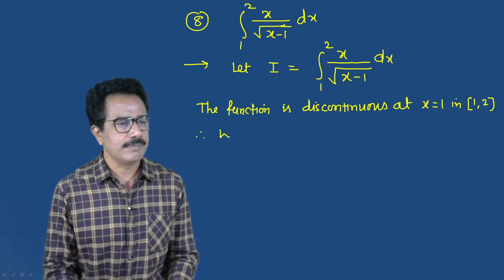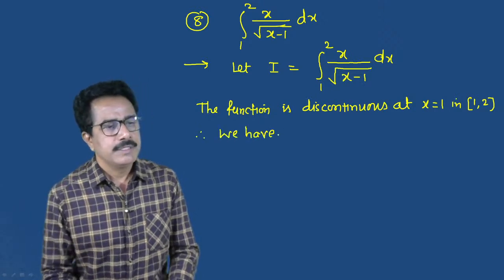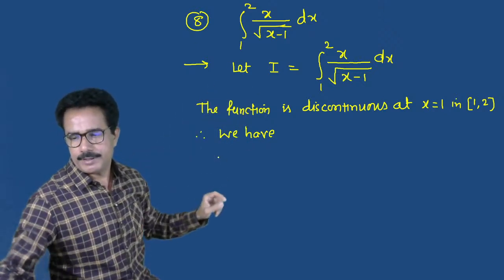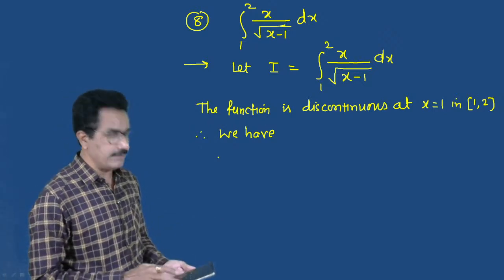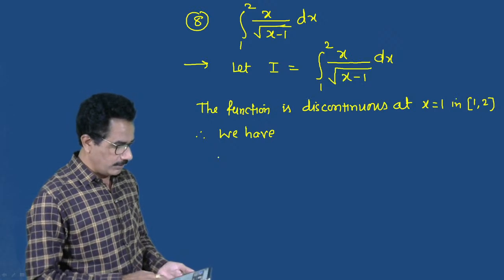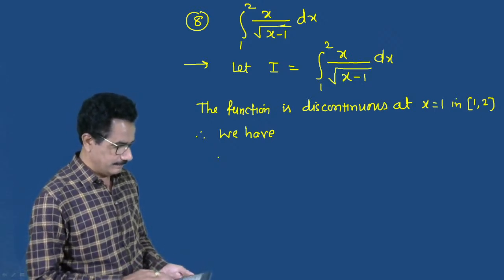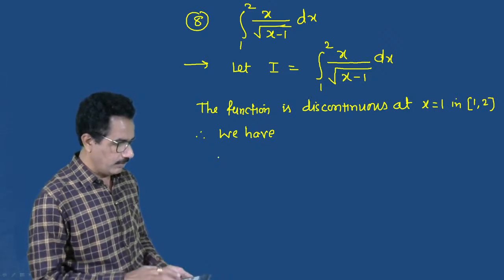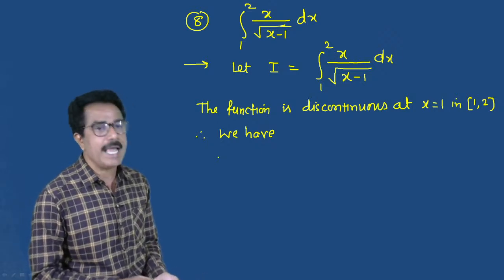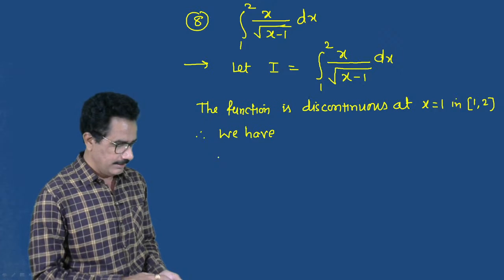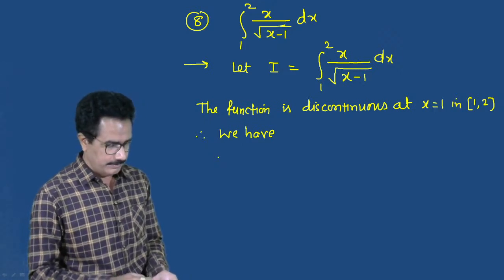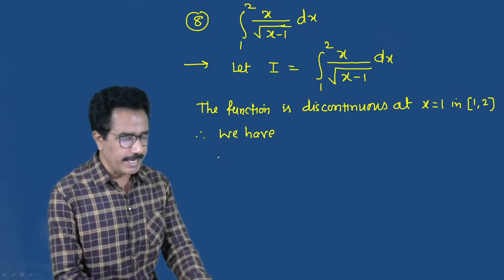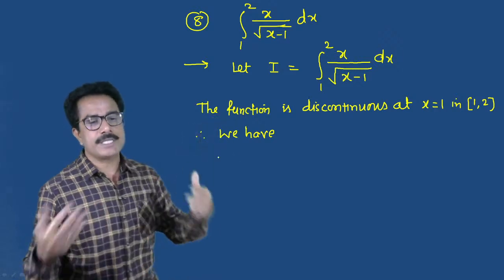Therefore, see this lower limit, that means 1 is the discontinuous point. Note that here 1 is the discontinuous point, so we have to take the discontinuity of the function. If it is 1, how will we have to do it, students? Tell me. So the function is discontinuous at x equals 1.